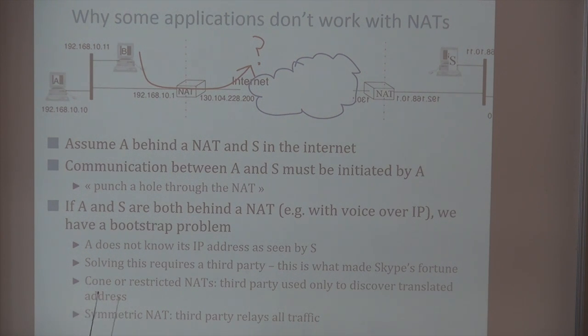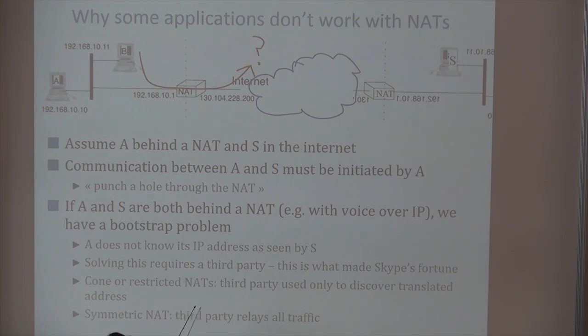But very many people run Skype, for example. If you do IP telephony, you have exactly the same problem. A is calling B, A and B are behind NAT. How can A call B? You don't know what is the IP address of B seen from A, even if you know the name of B. So you need a third party, typically, which is on the global internet.